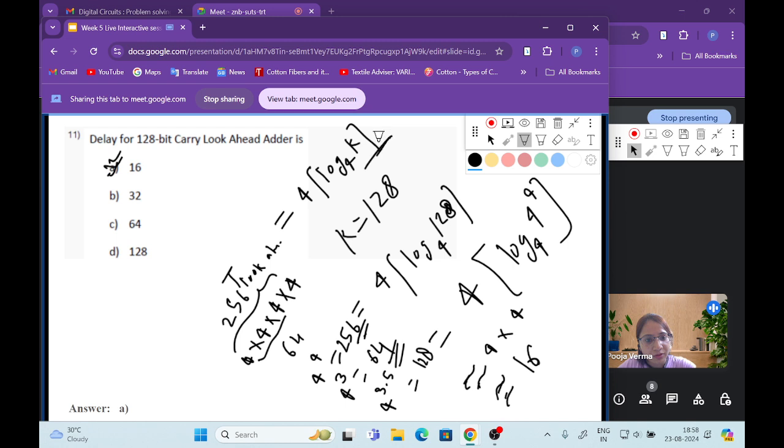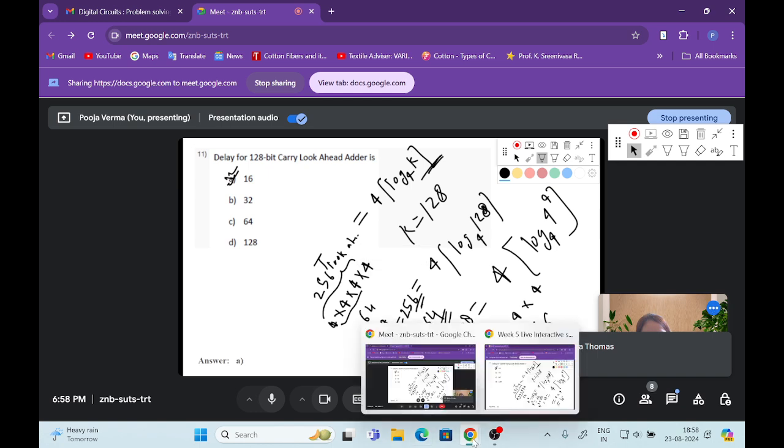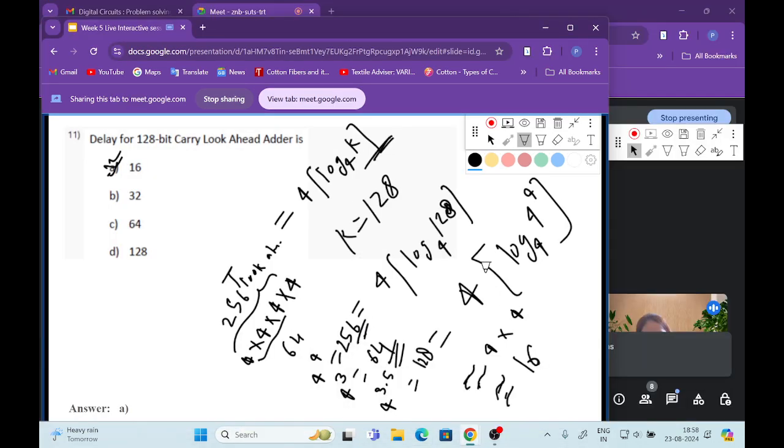The formula is given in the slide. Okay, I hope you understand this. So moving to the next question. Can we move to the next question? Have you understood this question? Okay. Okay, thank you, Harsha.